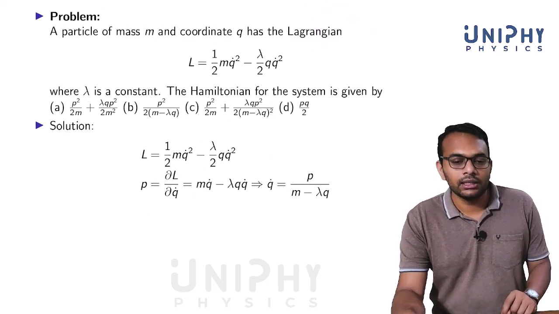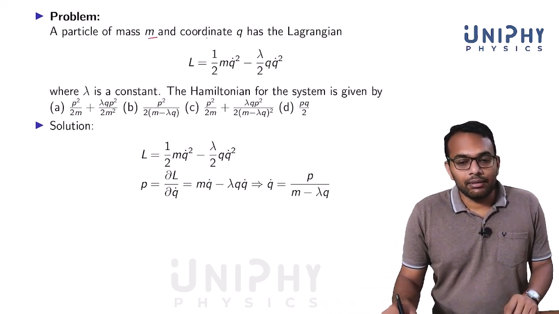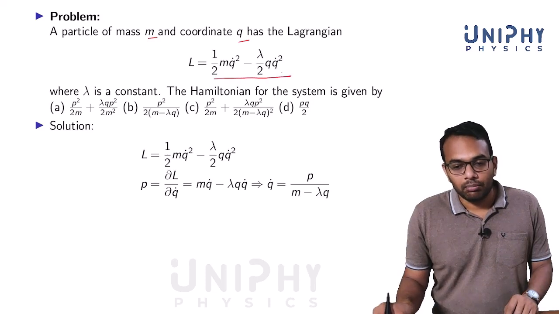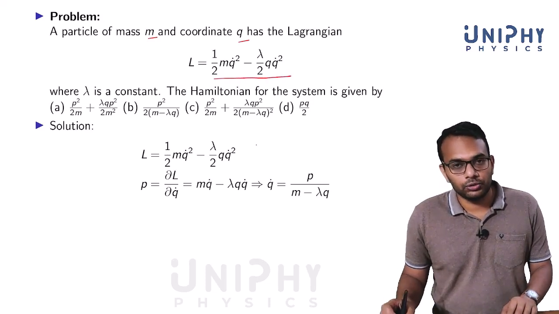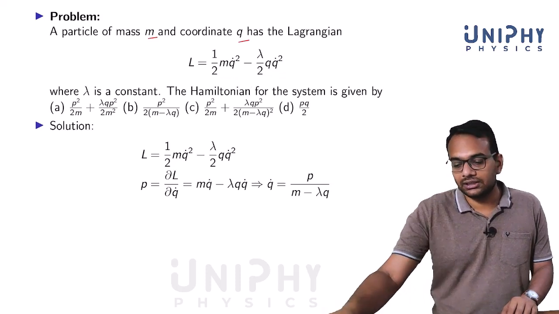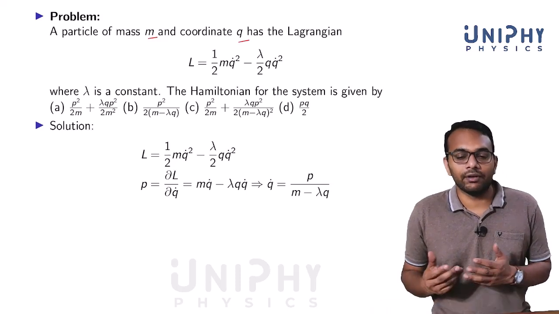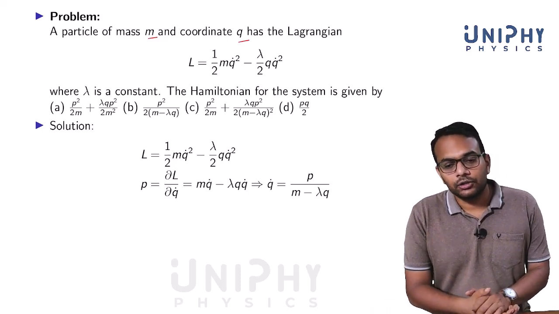Here is another problem. A particle of mass m and coordinate q has the Lagrangian ½mq̇² − (λ/2)qq̇², where λ is a constant. The Hamiltonian for the system is given by, okay, you need to find the Hamiltonian, right? Of course, you can find the Hamiltonian as pq̇ − L.